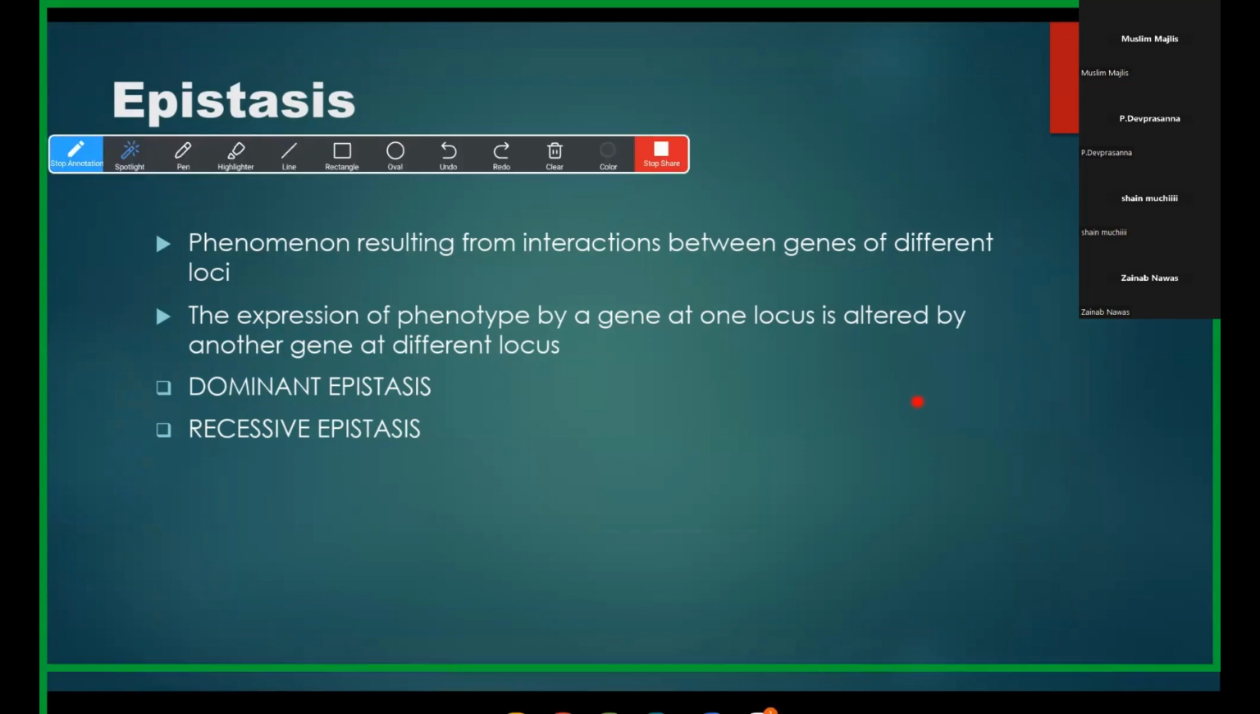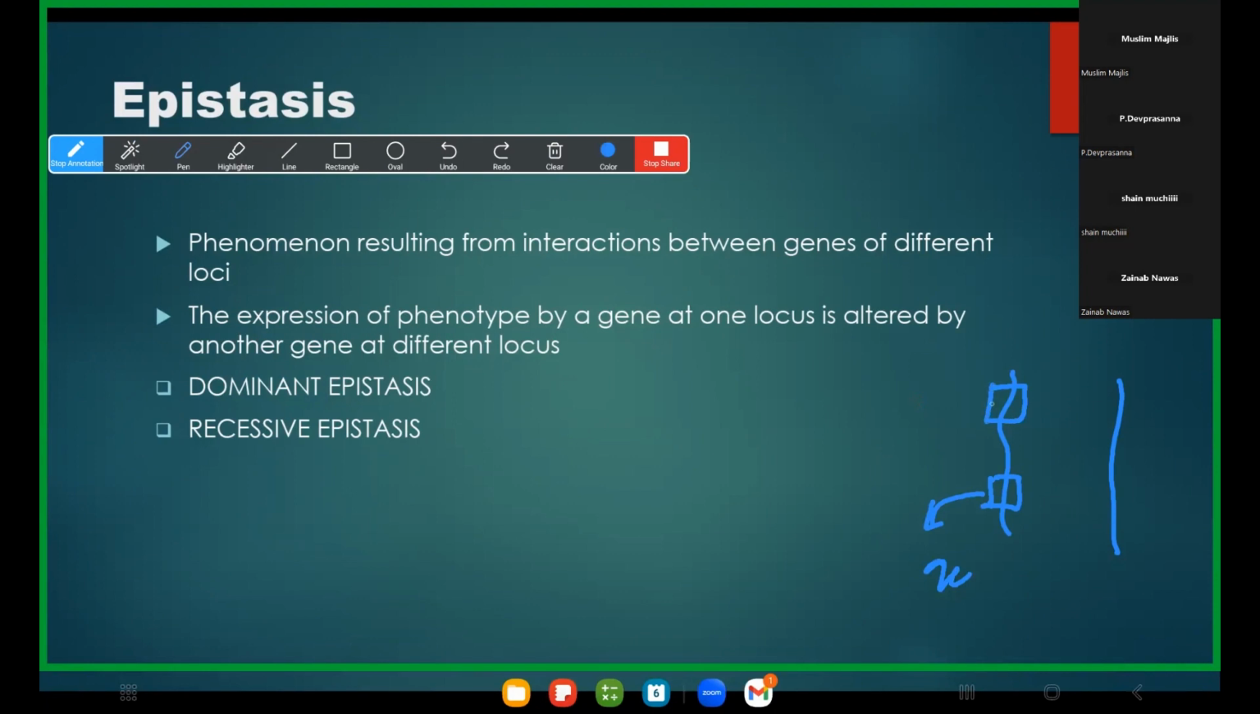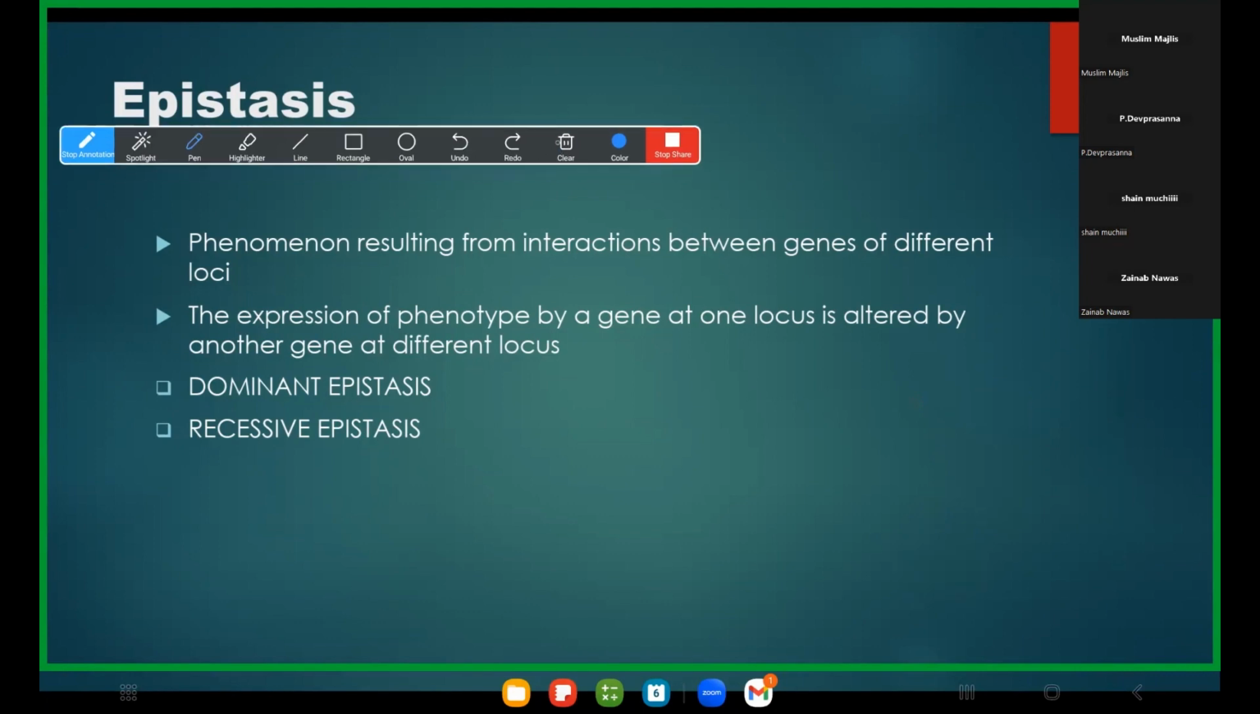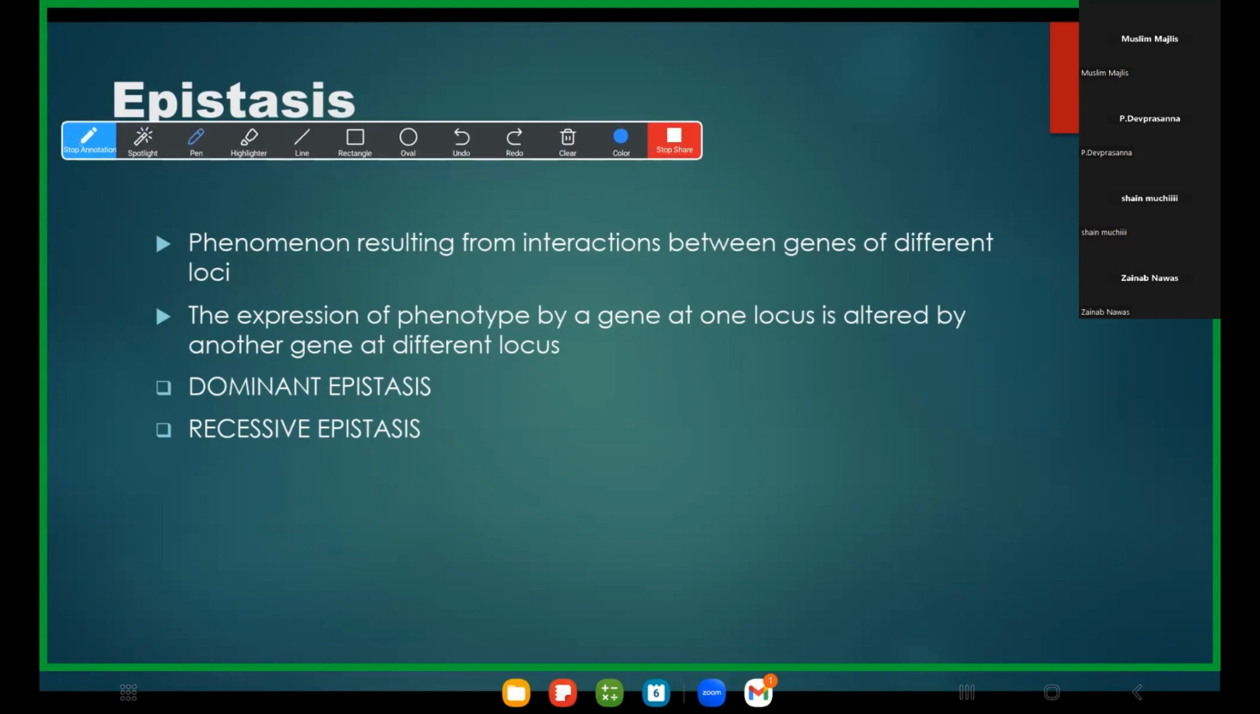So if we consider this to be a gene, and it is responsible for a certain characteristic, X, then the presence or absence of a certain gene here at this point would alter the expression of this gene, so that this characteristic would depend on both this gene and this gene. So this could again be divided into two: dominant epistasis and recessive epistasis.